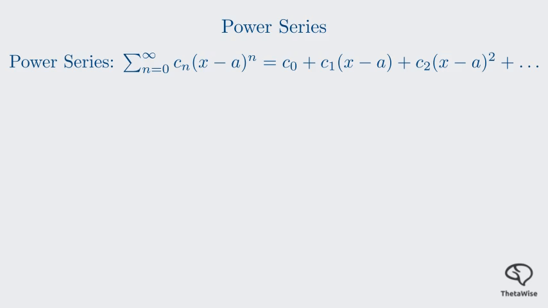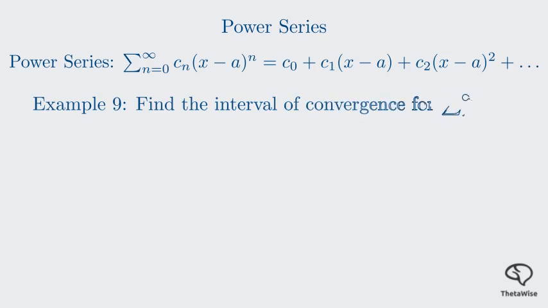Let's find the interval of convergence for the series, the sum from n equals 1 to infinity of x to the n over n. We apply the ratio test. a sub n is x to the n over n, and a sub n plus 1 is x to the n plus 1 over n plus 1.